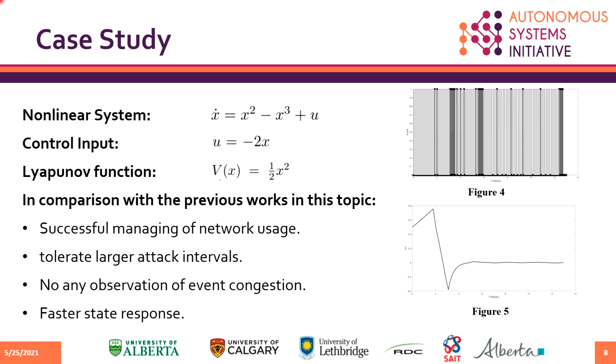In order to have a proper comparison between our proposed algorithm and the previous results, we consider the same system and denial of service attack scenario. Figure 4 shows the successful triggering events over time. White and gray strips represent the time periods where there is no denial of service attack and the attack intervals respectively. In comparison with the previous works, the number of events has decreased, which shows the ability of the event triggering mechanism in managing network usage.